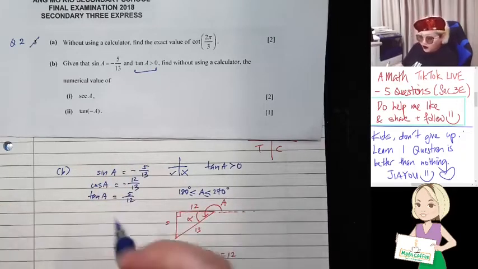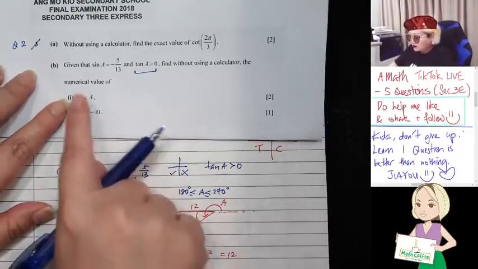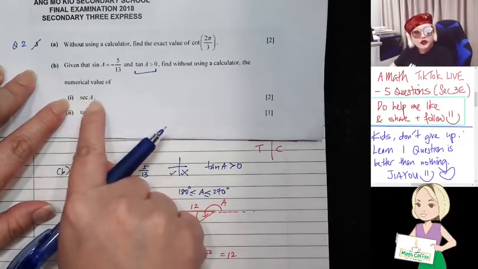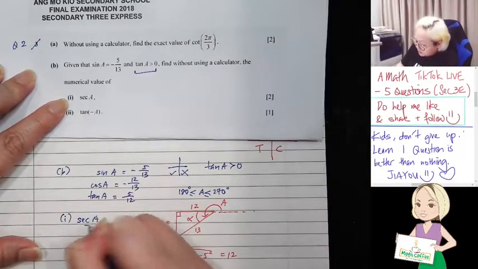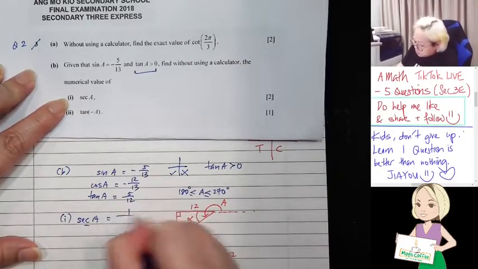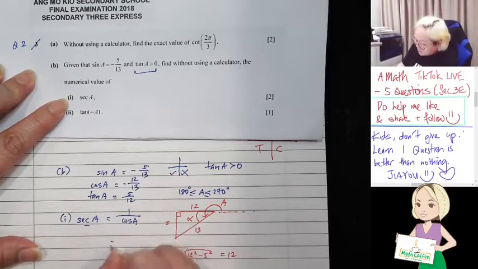Now come back to here. They ask me to answer the question secant A. So I will write part 1, secant A, third letter is C. So it's 1 over cosine A. Then cosine A is here, so it's just 1 over negative 12 over 13. You get minus 13 over 12. Minus 1 whole 1 over 12. Done.